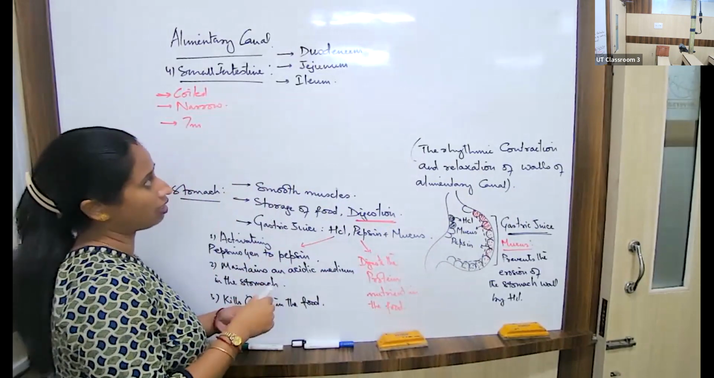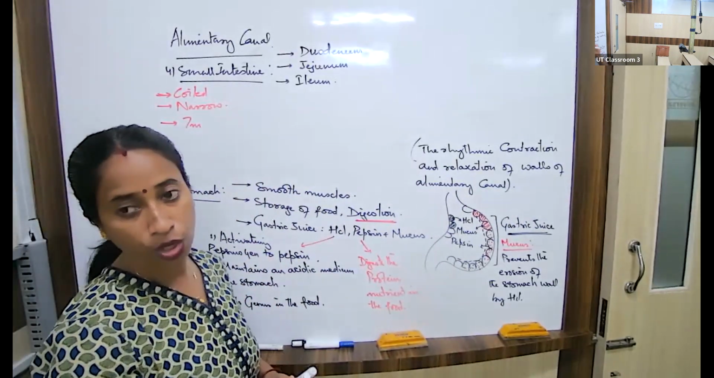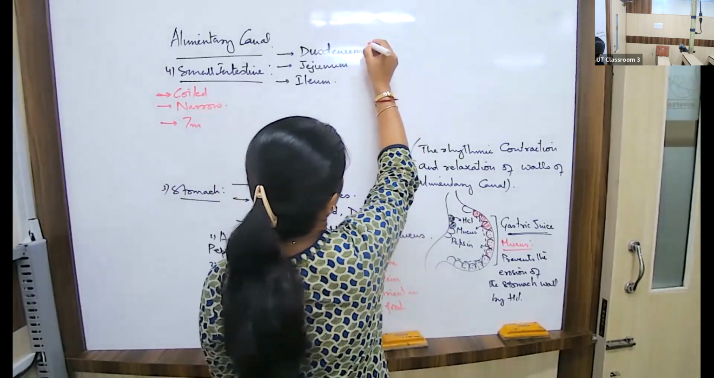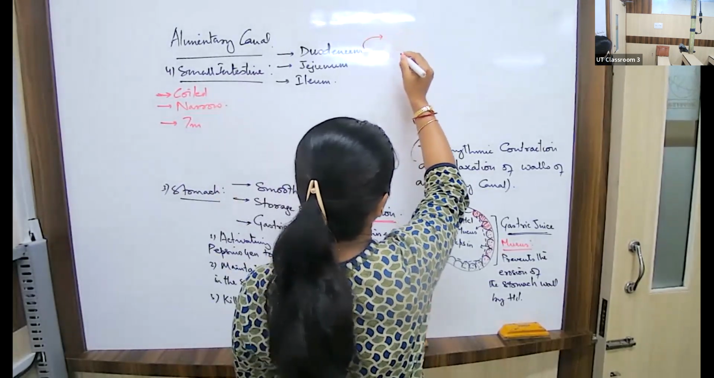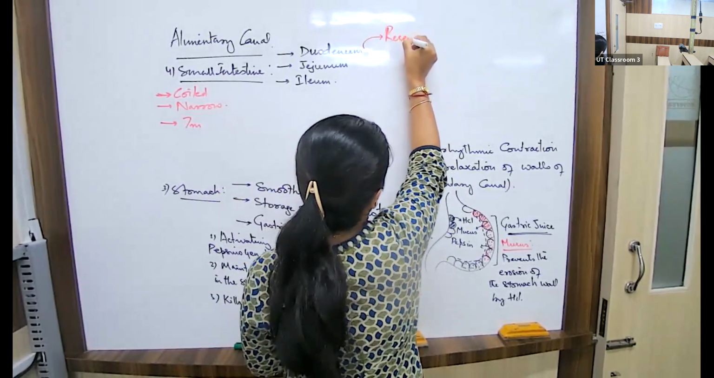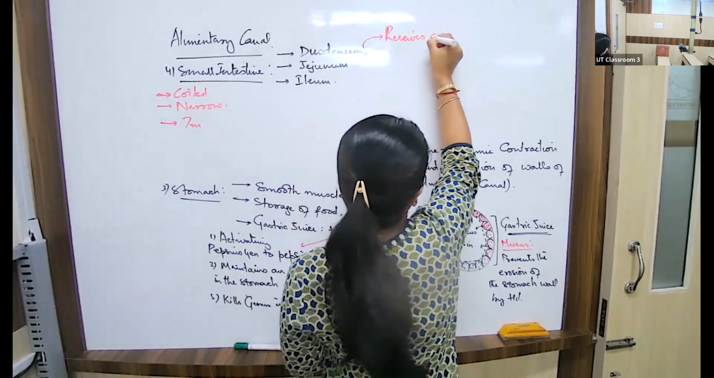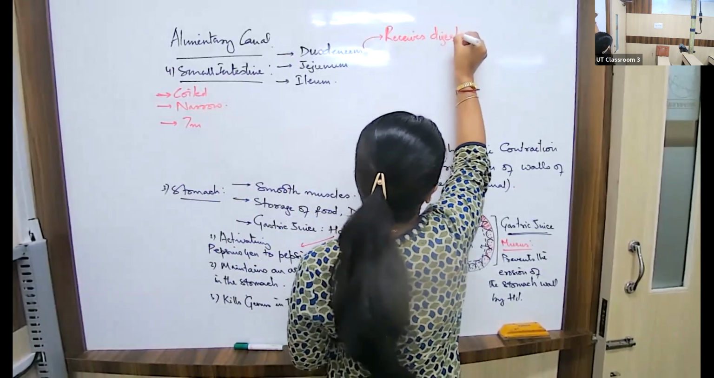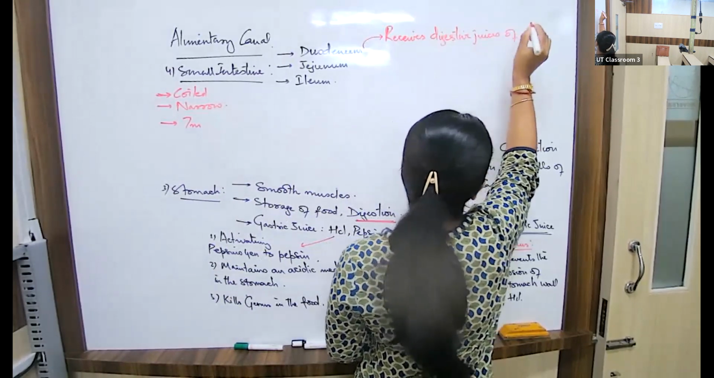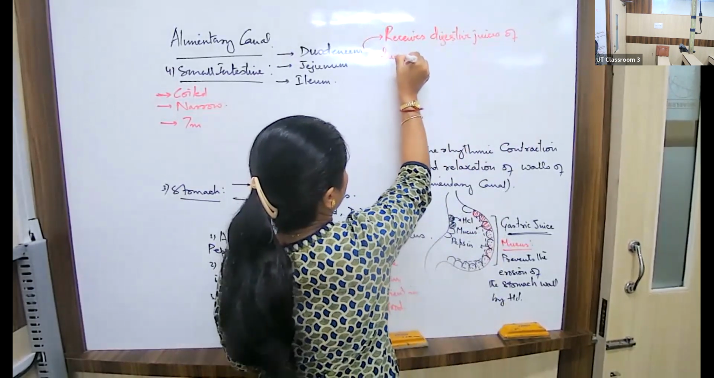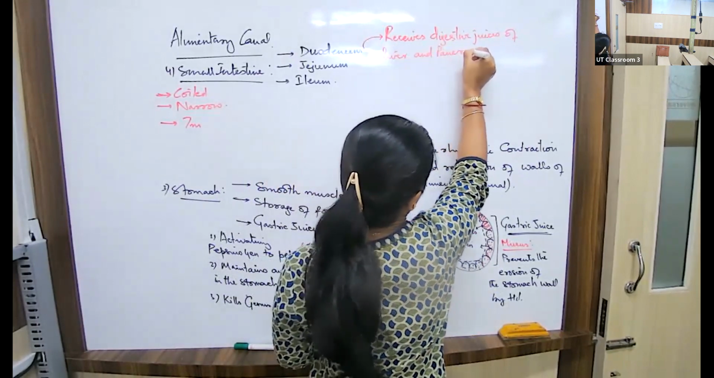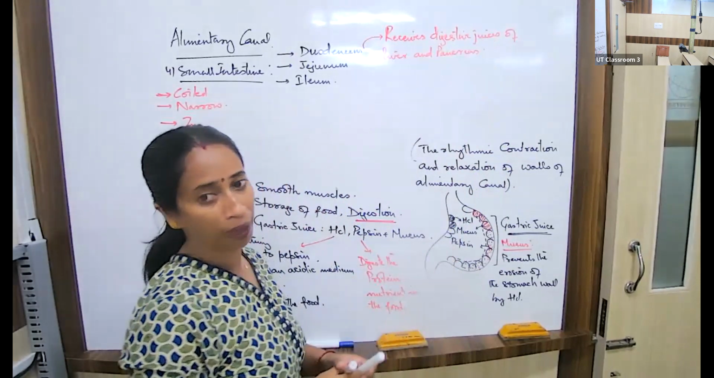Now we talk about the duodenum. The duodenum is a major part of the small intestine. And this duodenum receives the digestive juices of the liver and pancreas both.